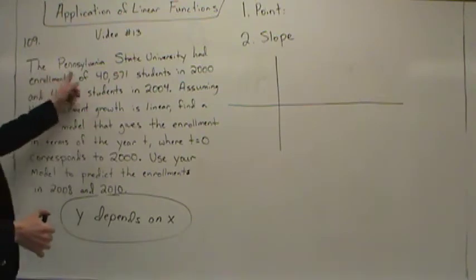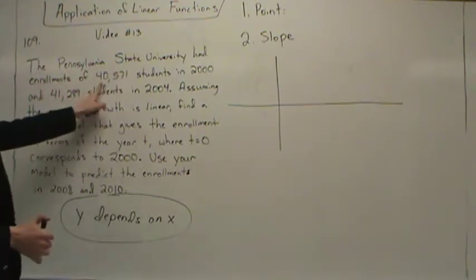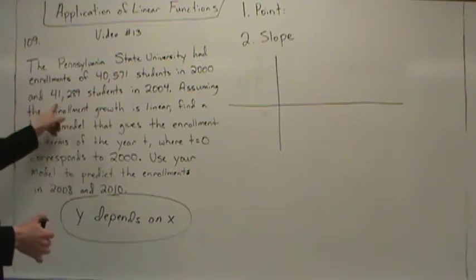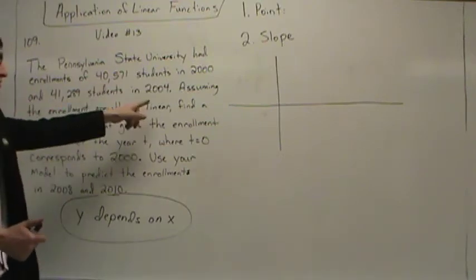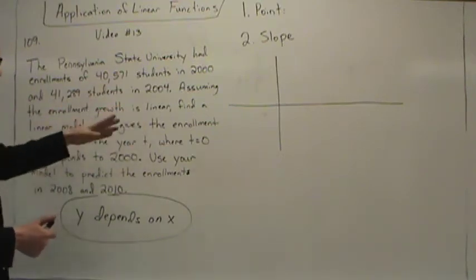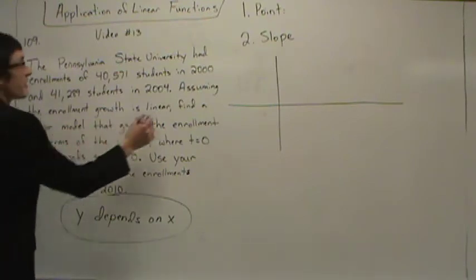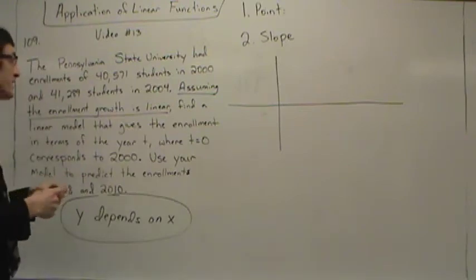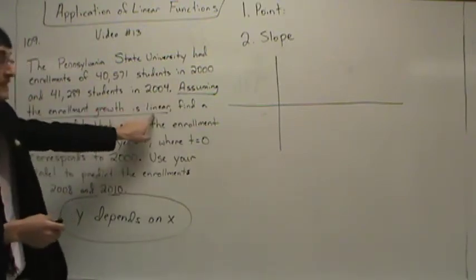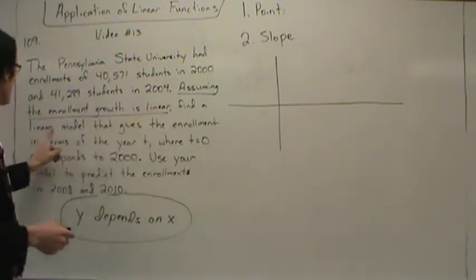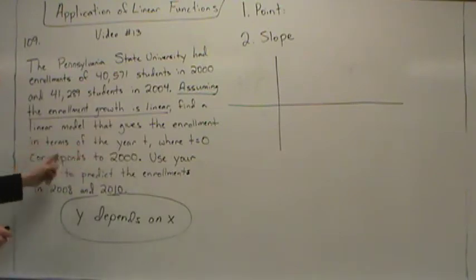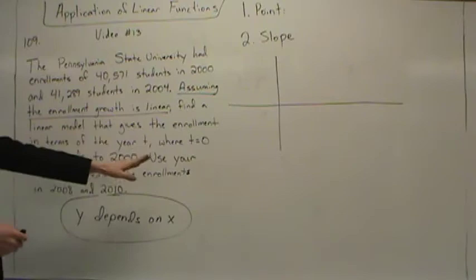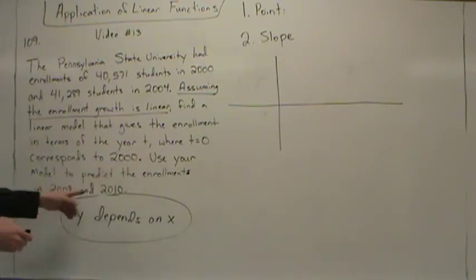It says the Pennsylvania State University had enrollments of 40,571 students in 2000 and 41,289 students in 2004. Assuming the enrollment growth is linear, that's key, that's an assumption we're making, so we're using a linear function. Find a linear model that gives the enrollment in terms of the year t, where t equals 0 corresponds to 2000. Use your model to predict the enrollments in 2008 and 2010.